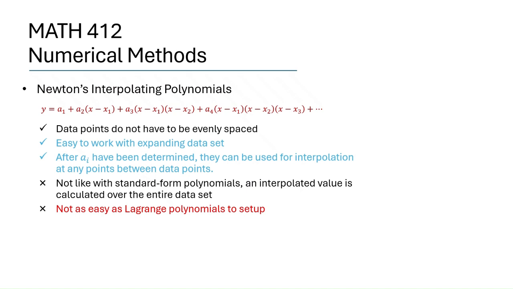And now that's Newton's interpolating polynomials. Its advantages, disadvantages. Again, like with Lagrange interpolating polynomial, data points don't have to be evenly spaced. Though, again, when we derive formulas later, in most cases we assume data points are evenly spaced. That will give us even better things.